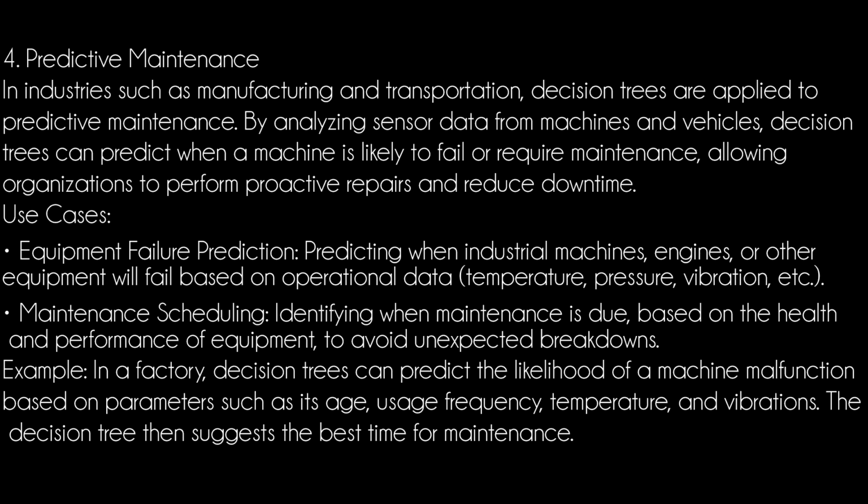Example, in a factory, decision trees can predict the likelihood of a machine malfunction based on parameters such as its age, usage frequency, temperature, and vibrations. The decision tree can suggest the best time for maintenance.